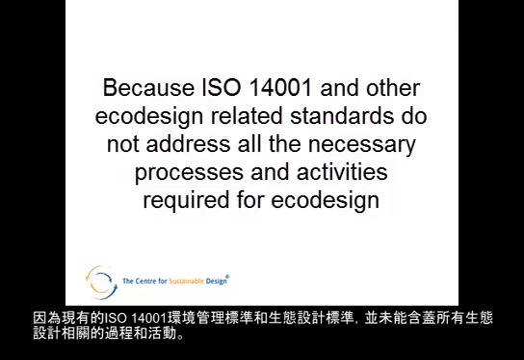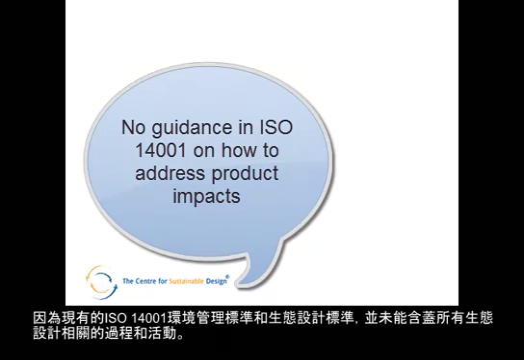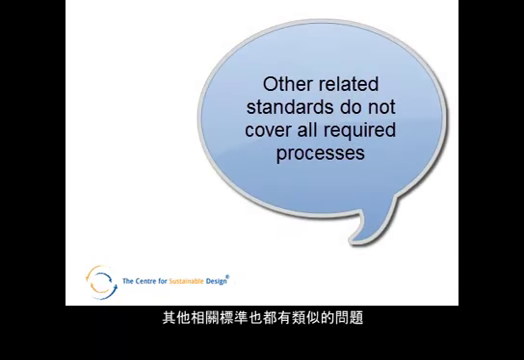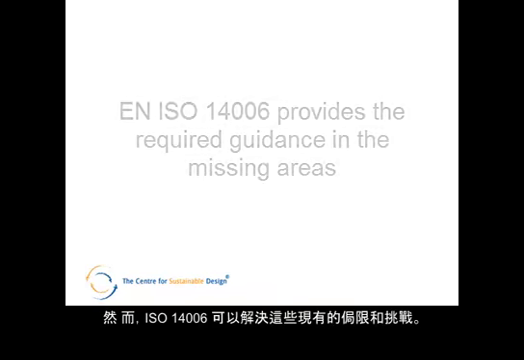Secondly, because ISO 14001 and other eco-design related standards do not address all the necessary processes and activities required for eco-design. The clauses of ISO 14001 that are pertinent to eco-design provide no specific guidance on how to satisfy the requirements of the standard in regard to products. Other related standards are no better in this regard. However, ISO 14006 addresses this issue.